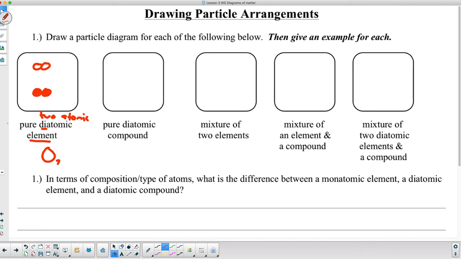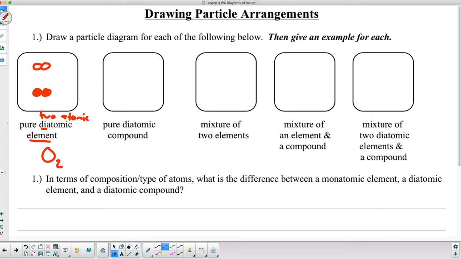Okay, that's what we're talking about. You guys have heard of O2 before. That's the gas that we breathe. If we don't have that, then we can't live. We never talk about oxygen gas with just one atom. It's always two atoms of oxygen together, which is why we call it O2. Okay, that's for an element.